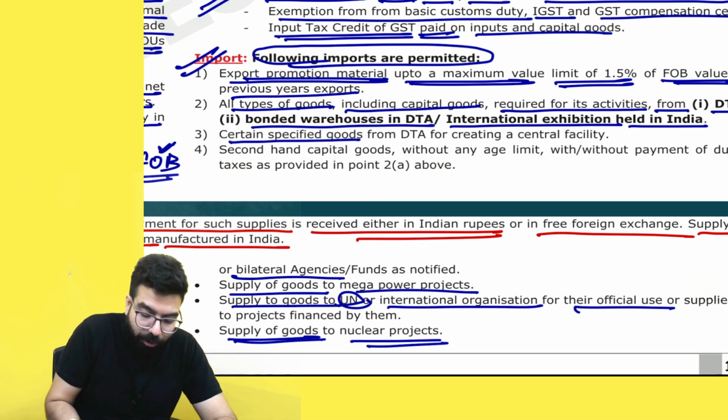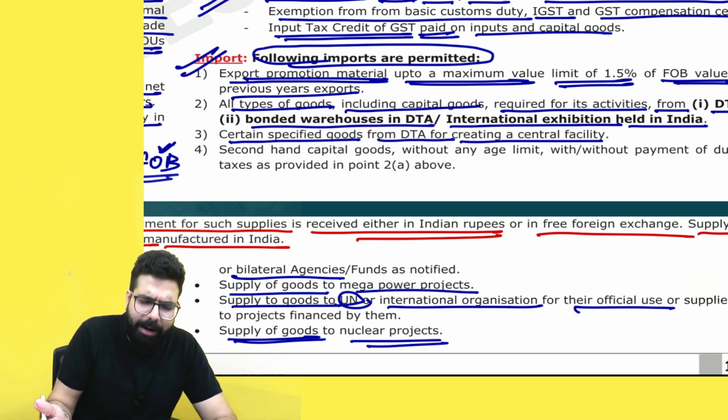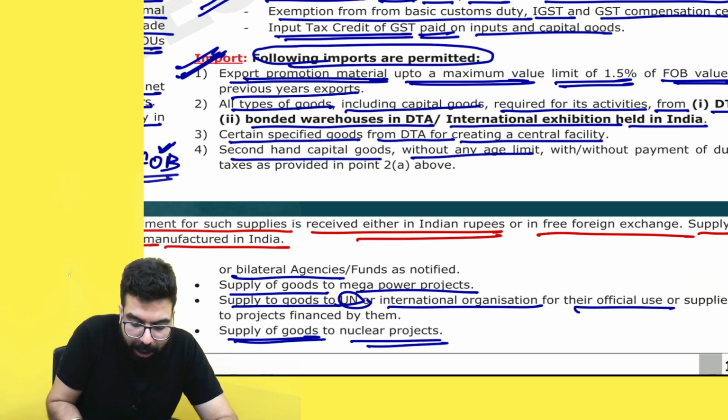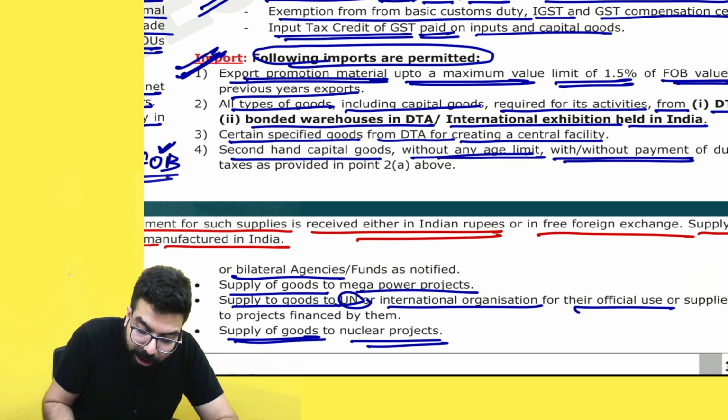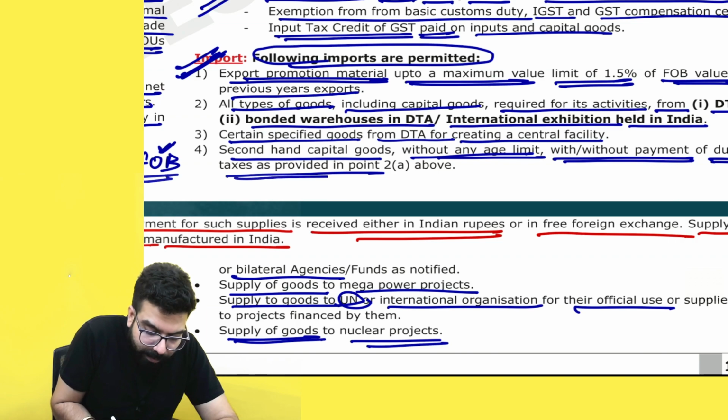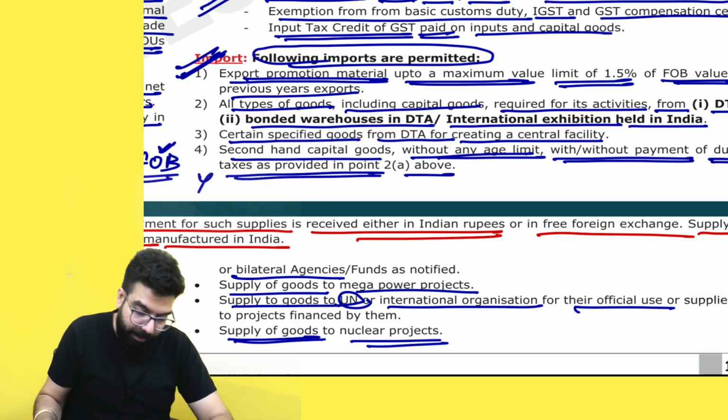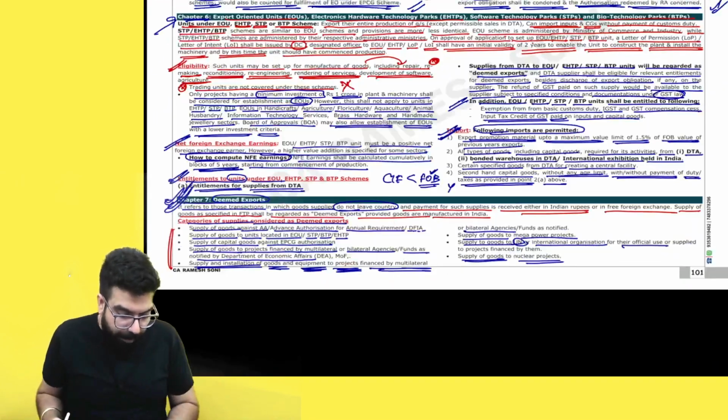Then certain specified goods from the domestic tariff area for printing and central facility. Also, you can procure second hand capital goods without any age limit, with or without payment of duty or taxes as provided. This is not important. Leave it, forget it. That's it, everyone. Chapter number 7.